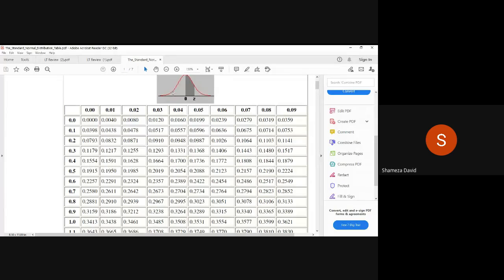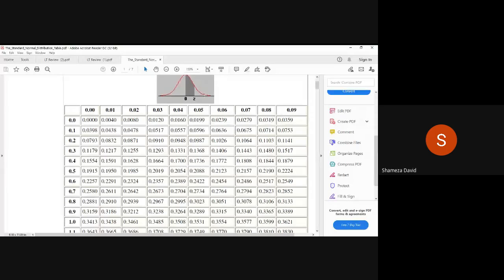And similarly, if you're looking for the probability that z lies to the right of a value that is on the left side of the curve, then similarly, remember what's true on one side is also true on the other side.